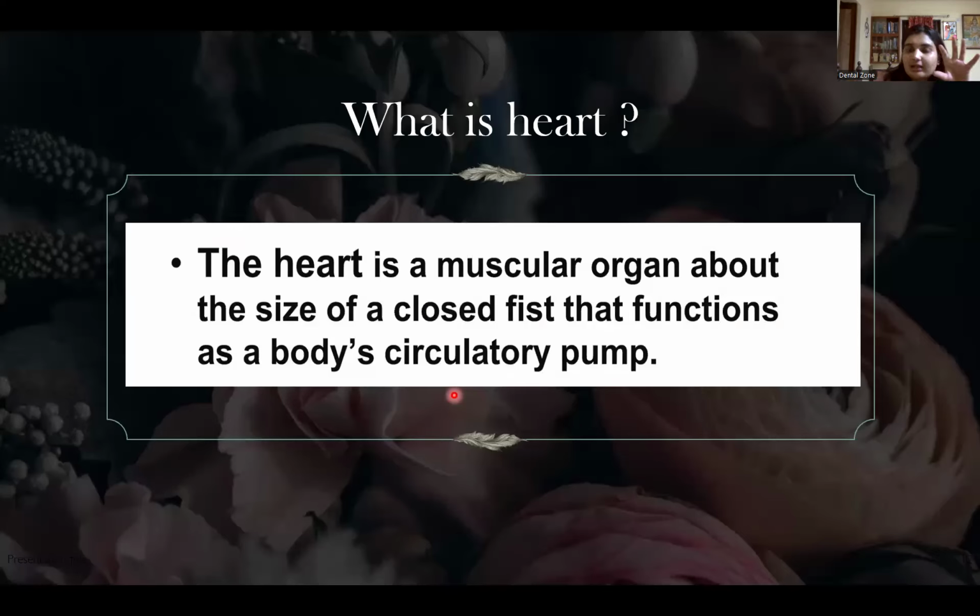So now what is the heart? Say if in viva they ask what is the heart, we go blind. But this is the definition that you need to speak, okay? The heart is a muscular organ about the size of a closed fist that functions as the body's circulatory pump.